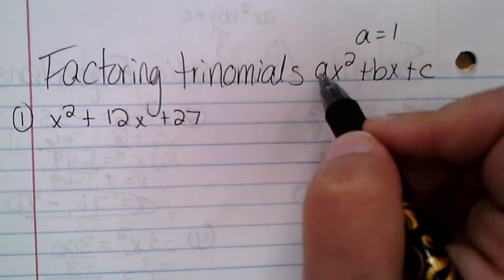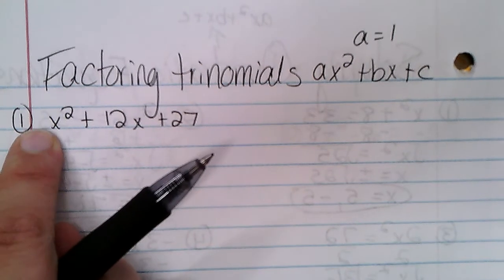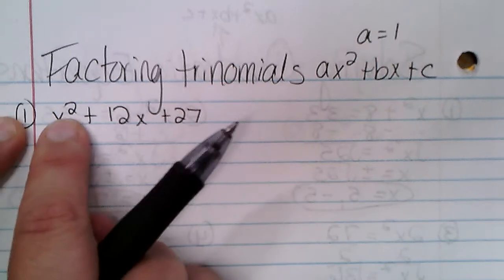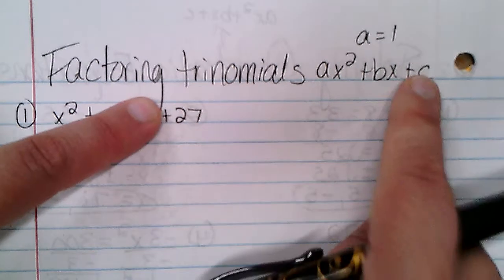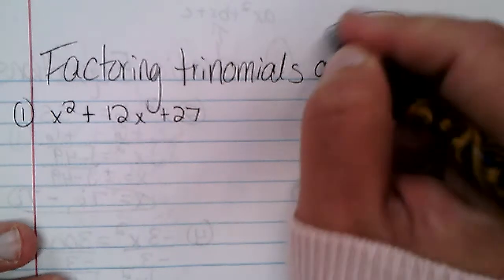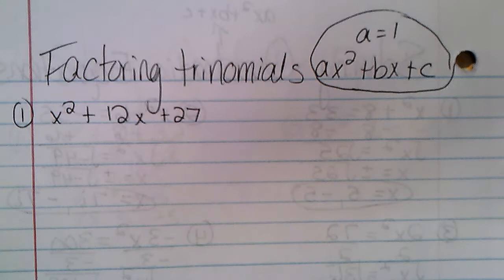We're going to look at specifically where a equals 1, and we know when something is 1, it's invisible. So here, the A would be 1, the B would be 12, the C would be 27. So it's specifically things that look like this. So let's talk for just a second about why GCF doesn't work anymore and why we have to have a different factoring method.